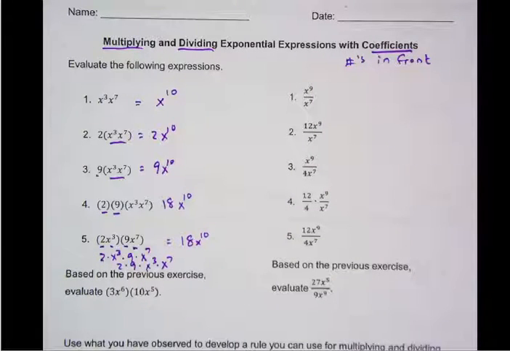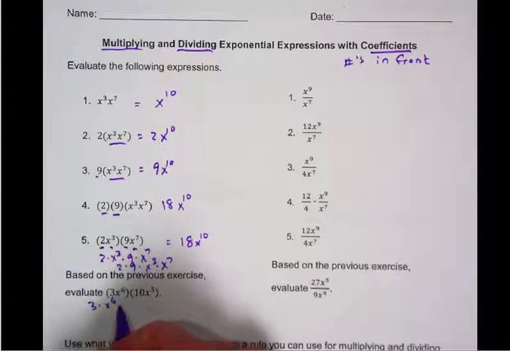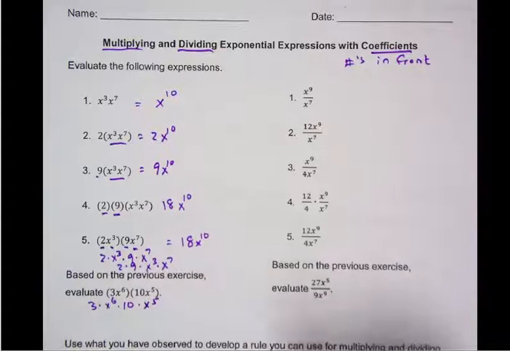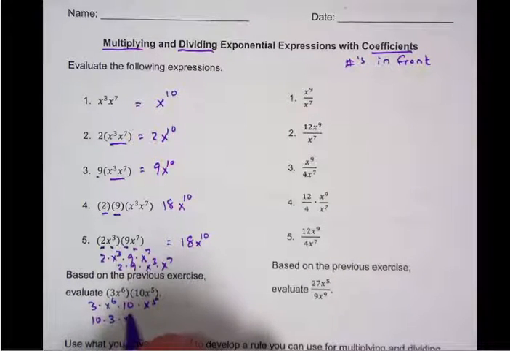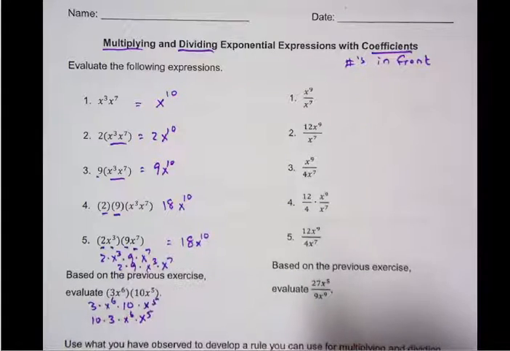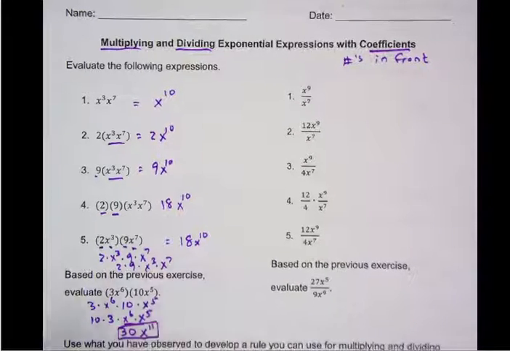So I want to use that same strategy. Based on the previous exercise, evaluate 3x to the 6th times 10x to the 5th. So what this really is, is 3 times x to the 6th times 10 times x to the 5th. I can rewrite that using the commutative property and put the 10 out front. So I really have 10 times 3 times x to the 6th times x to the 5th. I know 10 times 3 is 30. I apply the product rule right here, so x to the 6th times x to the 5th is x to the 11th, since I keep the base and add the exponents.